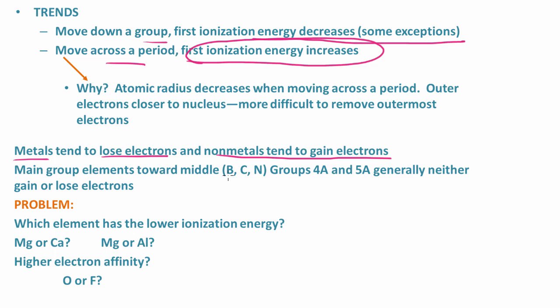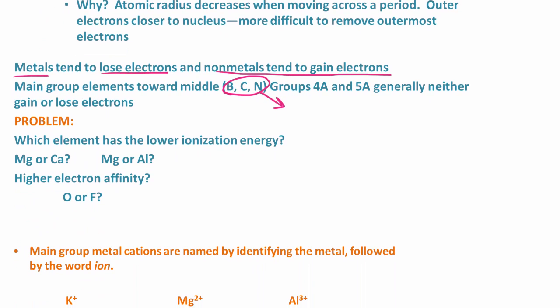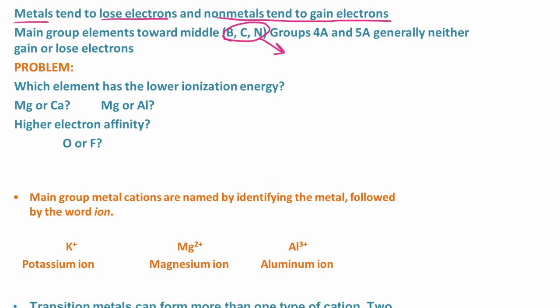The main group elements towards the middle of the periodic table, boron, carbon, nitrogen, tend to not gain or lose electrons, although nitrogen is an exception. Okay, we'll talk about the types of compounds that we find, boron, carbon, and so on, a little bit later. So let's go ahead and take a look at a problem. Again, you should have your periodic table out.